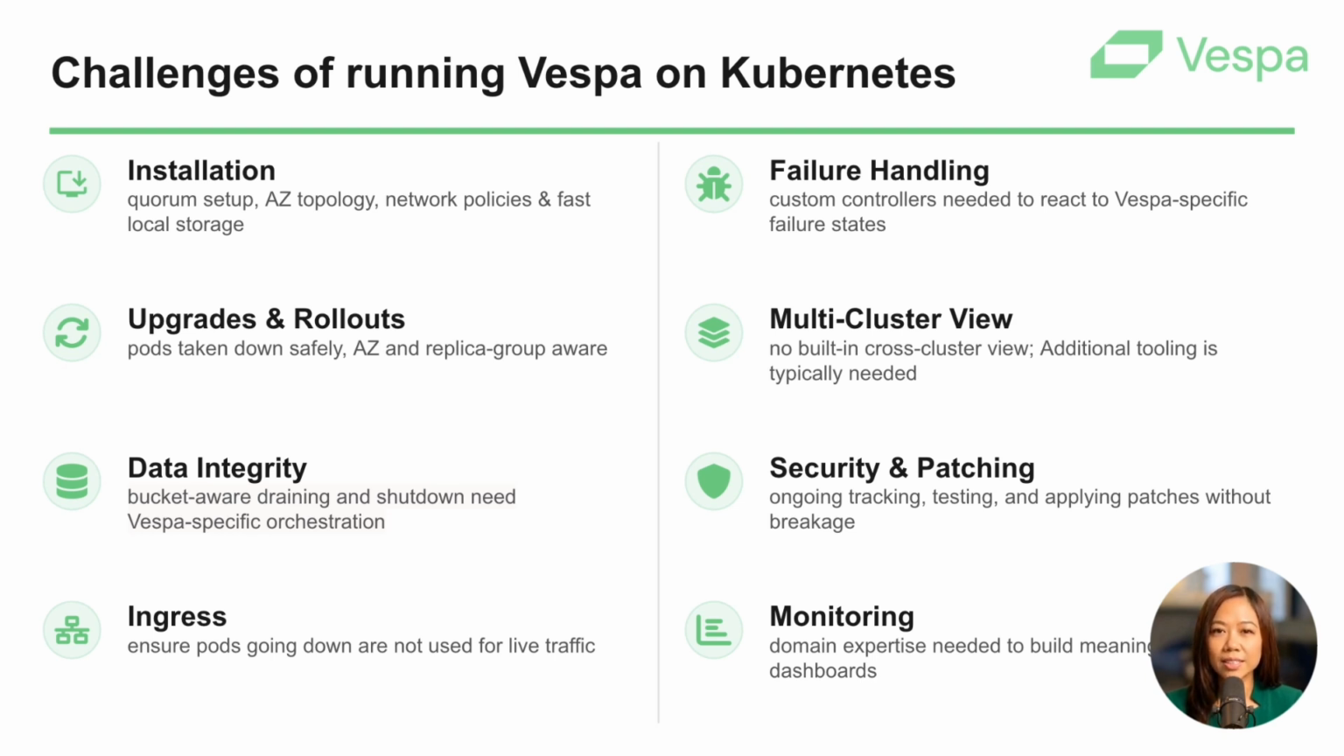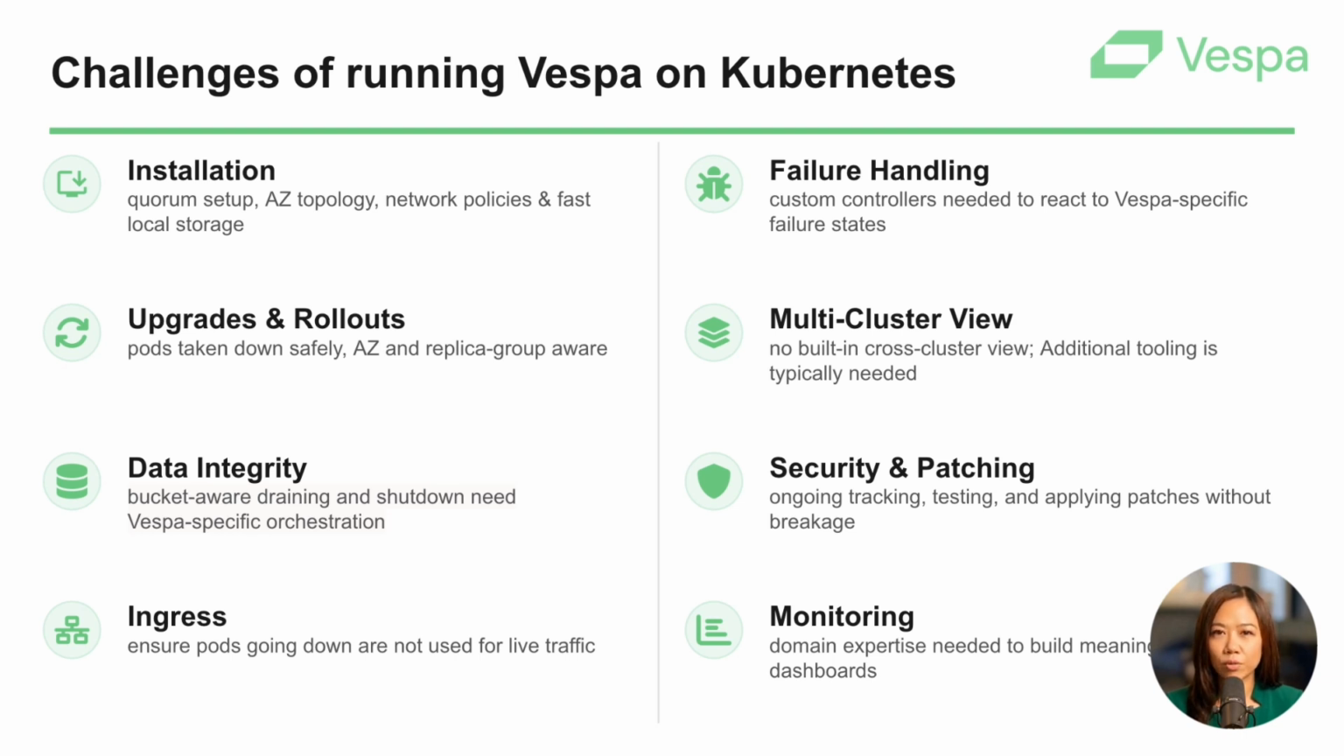Challenge 3. Data integrity. This is the hardest one to get right. Vespa manages data across distributed bucket groups. When a pod goes down at the wrong moment, preserving data availability and clean redistribution requires Vespa-aware drain and shutdown handling. Kubernetes gives you lifecycle primitives, but not bucket-aware orchestration out of the box.